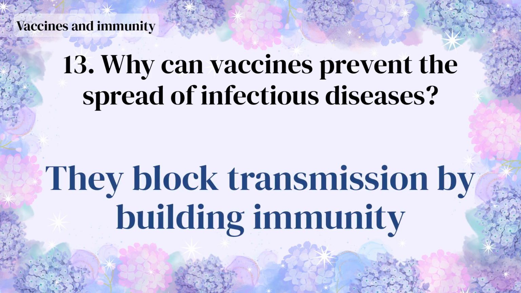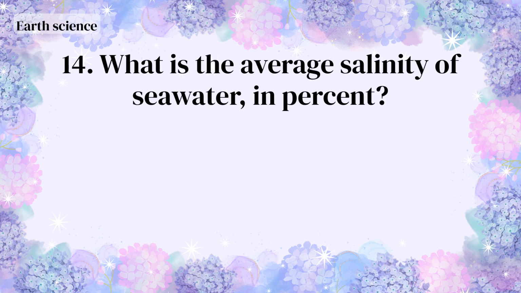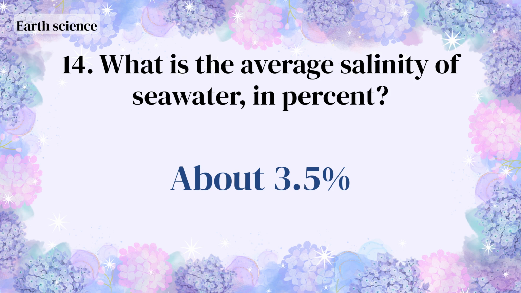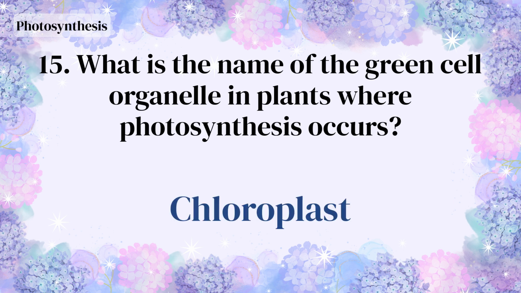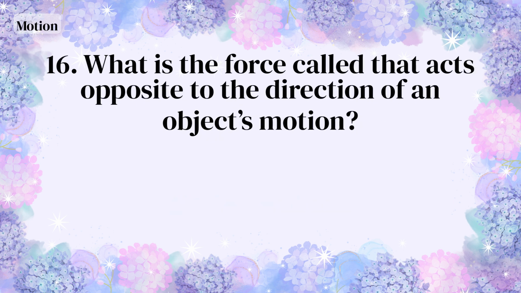They block transmission by building immunity. What is the average salinity of seawater, in percent? About 3.5%. What is the name of the green cell organelle in plants where photosynthesis occurs? Chloroplast. What is the force called that acts opposite to the direction of an object's motion?